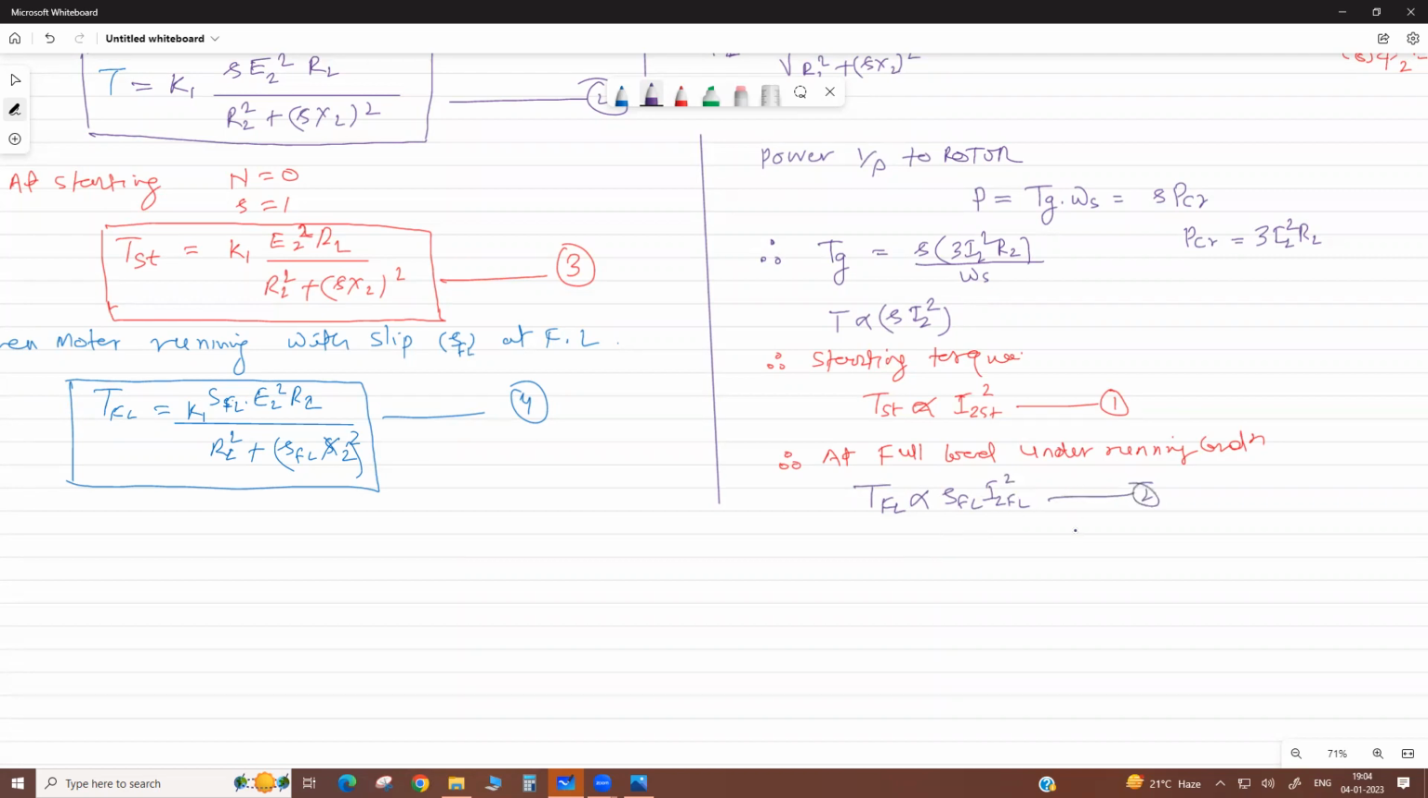Sir, PCR equals s times P2, right? No, PCR divided by slip, right? Sorry, slip times, yes, it is divided by slip. Okay, sorry.